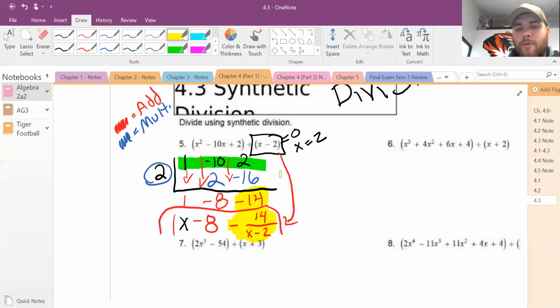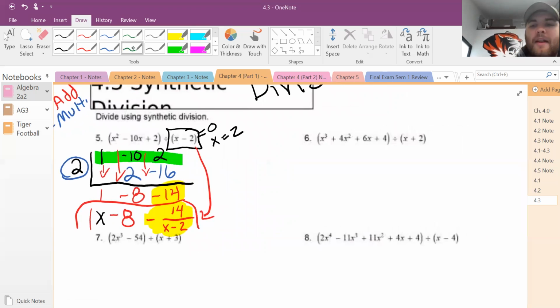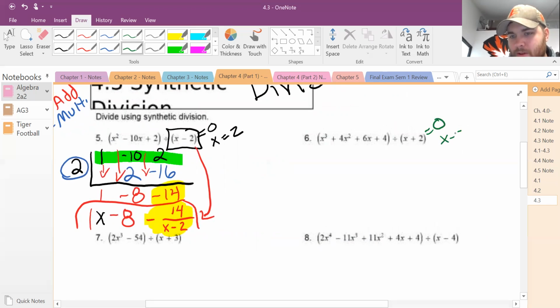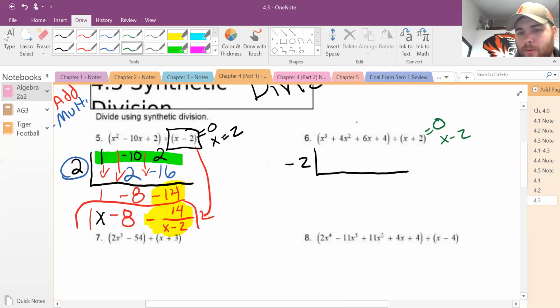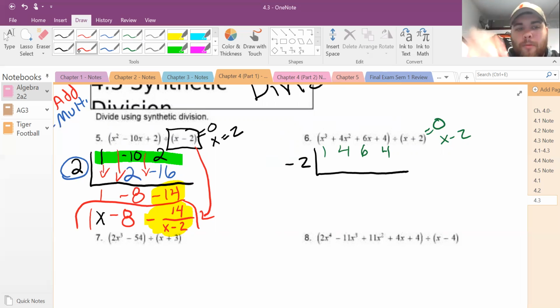Okay, all right, let's try one a little bit harder. So once again, I want to solve this binomial for x. So I'm going to get x equals negative 2. That's how I know what goes on the outside. So negative 2. Draw your box. Now we're going to take our coefficients off this polynomial with 4 terms. So I have 1 for my x cubed, 4 for my x squared, 6 for my x, and 4 for the constant. I put it right under for a reason. Now I need to do the whole process.